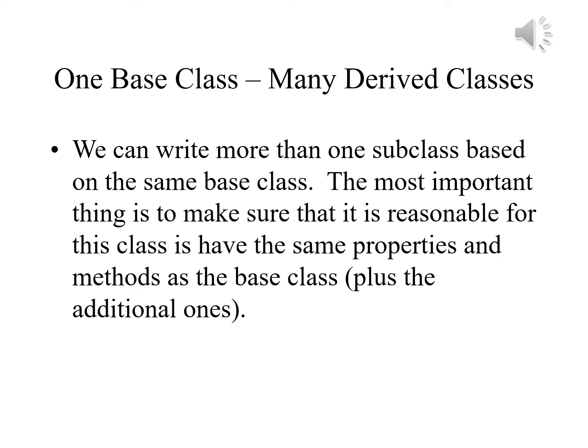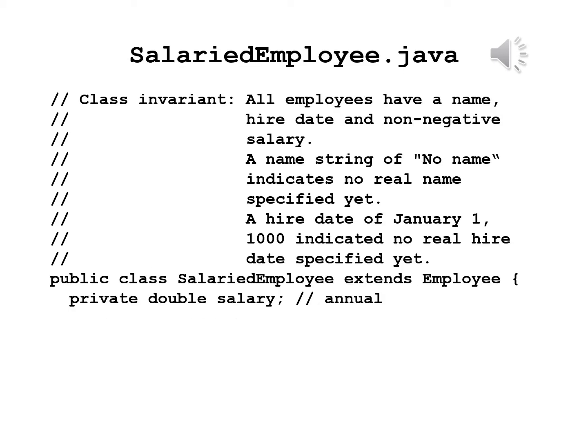What this means is I can create a class for employee, and the classes for hourly employee and salaried employee will share certain properties and methods, but they will each have certain properties and methods that are all their own. We begin writing the second derived class, salaried employee, also derived from the base class employee, by writing its invariants. Every employee must have a name, a hire date, and a non-negative salary.